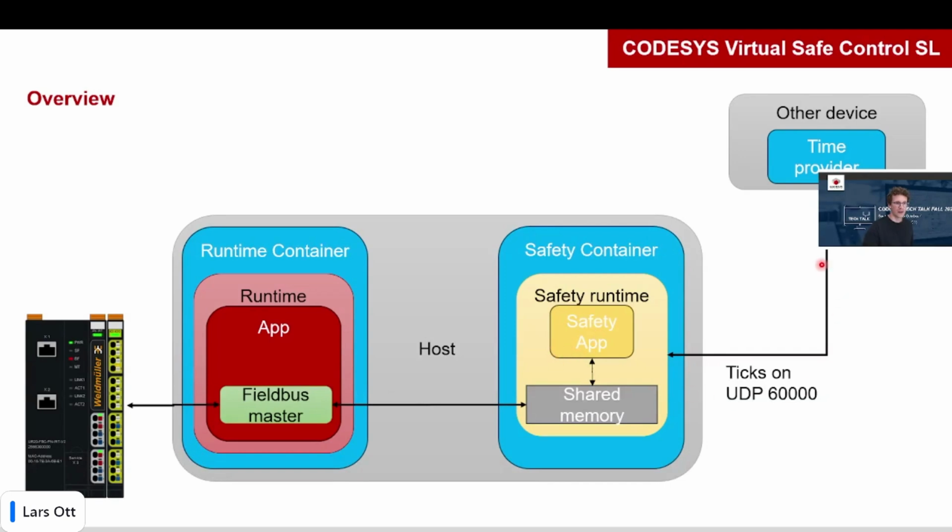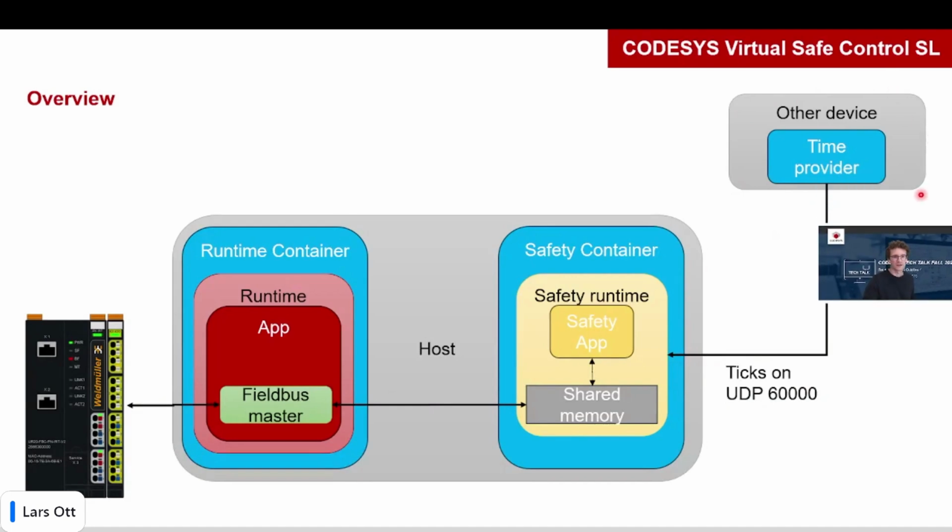And then externally, on the top right here, we have this time provider I mentioned running on a different device. And this time provider sends regular tick pulses via UDP on port 60,000, and the safety runtime is listening for that. So that's how the safety runtime can make sure that its own clock is still ticking and time is passing as it is expected to. Yeah, that's kind of the setup.